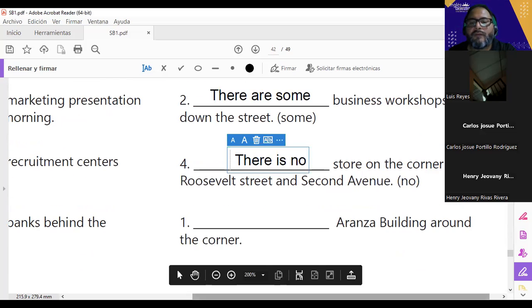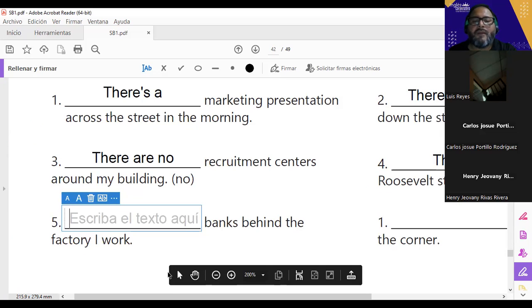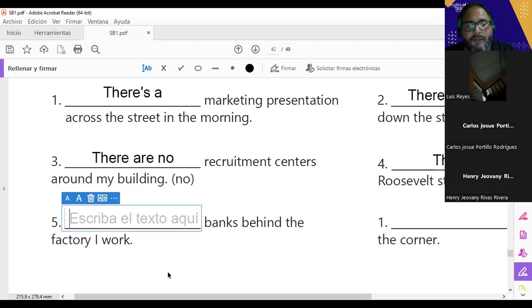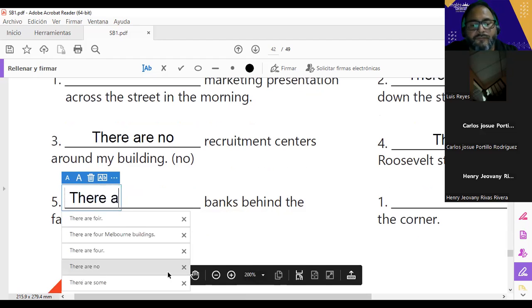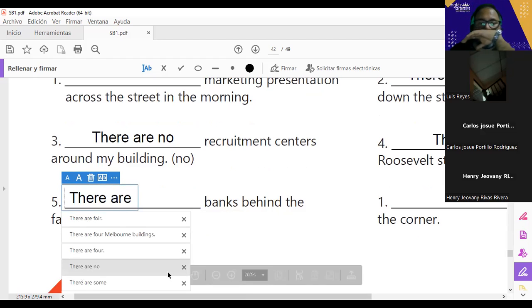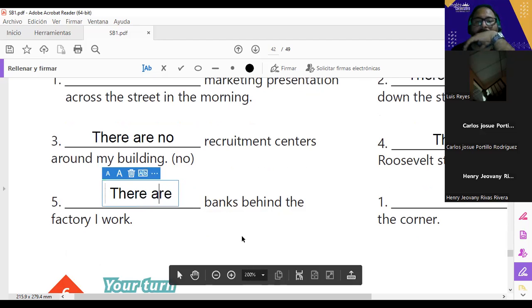Let's go over it next. That's number five, banks behind the factory I work. There are. Okay, there are banks behind the factory I work.